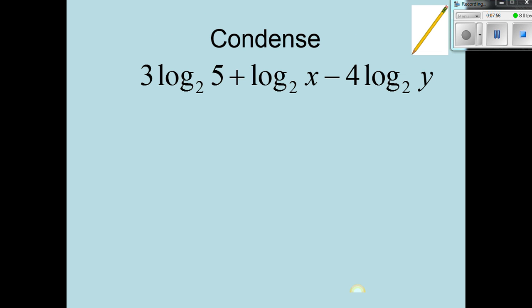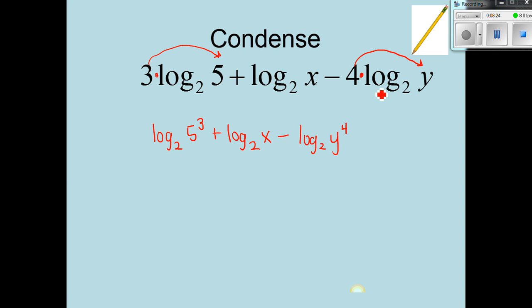Okay, so here's another one, condense. It has a bunch of things, so let's do one thing at a time here. We have 3 times, so 3 is a power. So we have log base 2 of 5 cubed plus log base 2 of x, subtract 4 times, we have another power, log base 2 of y to the 4th.